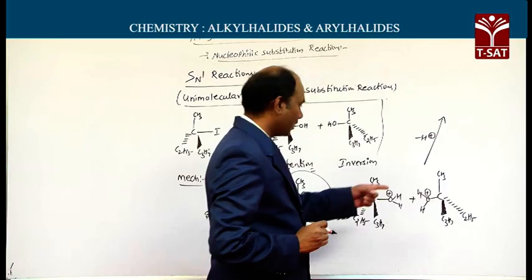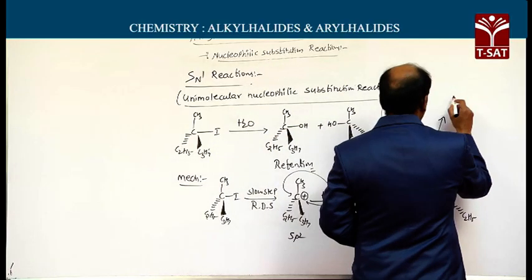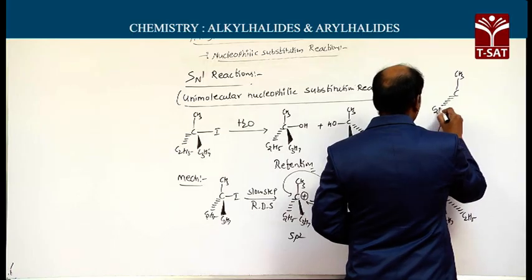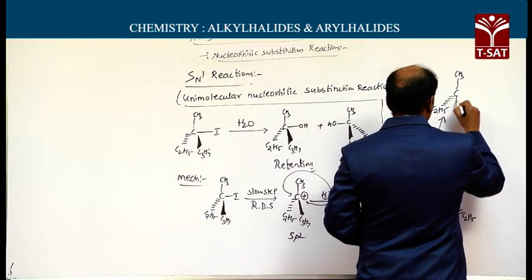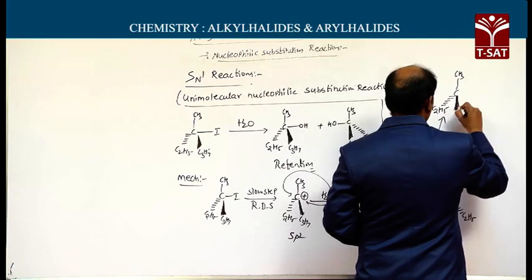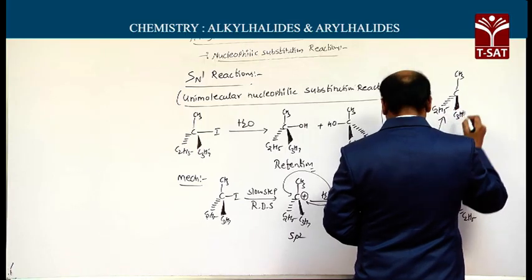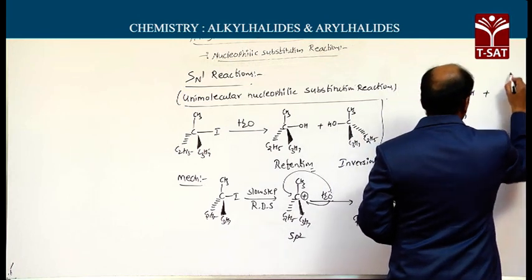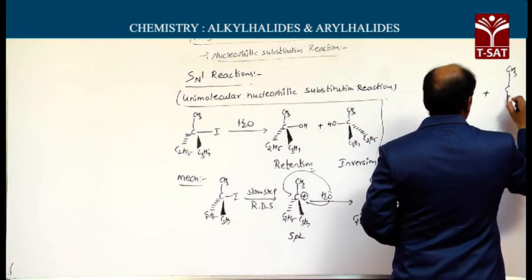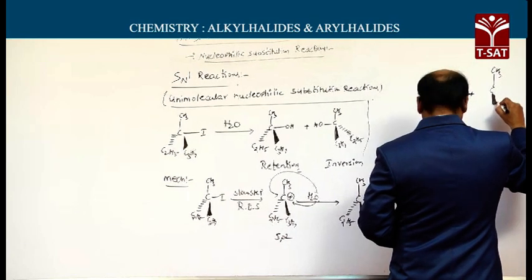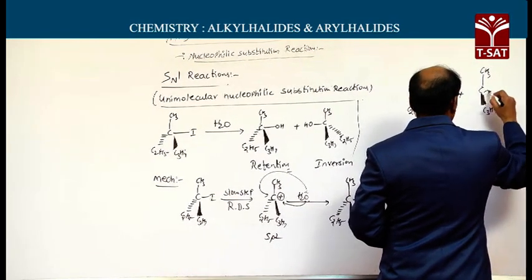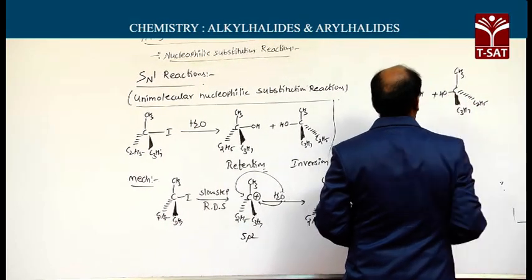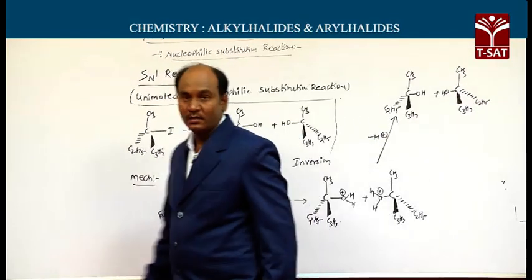Here H plus is lost, there also H plus is lost. We get the products. This is CH3, C2H5, C3H7, and OH in each, giving the two products.